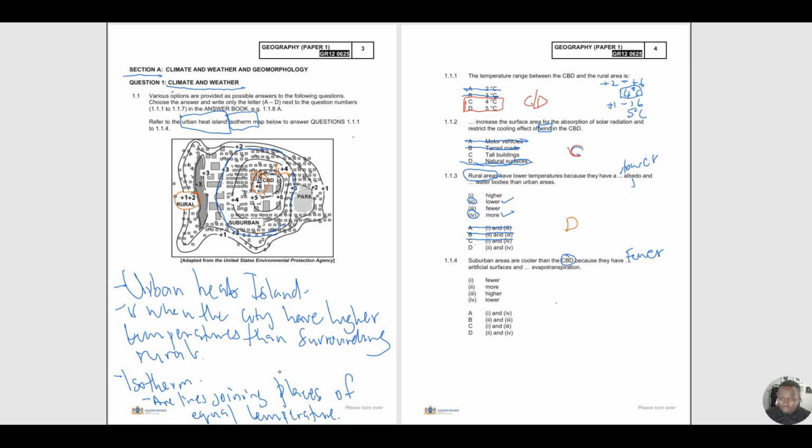And when we talk about evapotranspiration, we are talking about water moving from land to atmosphere in 2 processes. Let me write here 2 processes. Those processes are evaporation and also transpiration.